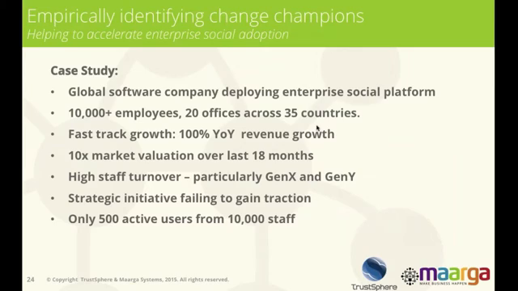Let me talk to you quickly about a case study that we have. This is a global software company that came to us. They were in the process of deploying an enterprise social platform. There were about 10,000 people with offices around the world, and they were growing very fast. Therefore, as part of growing very fast, they had high staff turnover. That meant that an enterprise social platform became a very important piece of knowledge retention and knowledge management. So it was a strategic initiative from the top down. However, the problem that they had was they only had 500 really active users out of 10,000 staff.